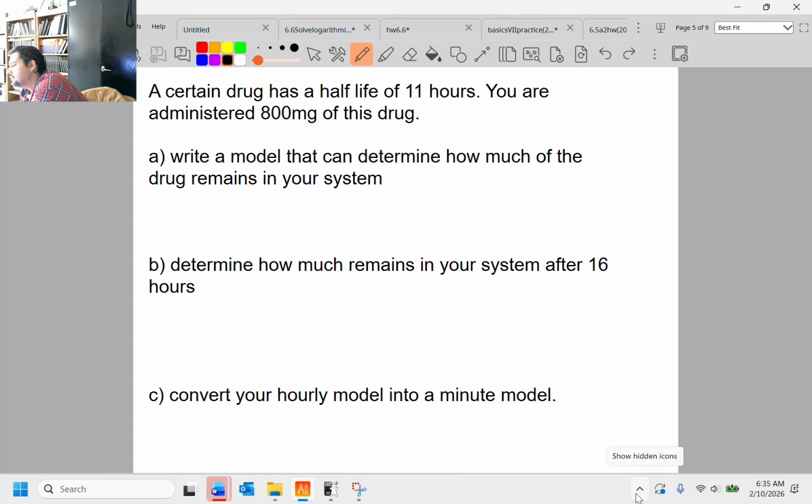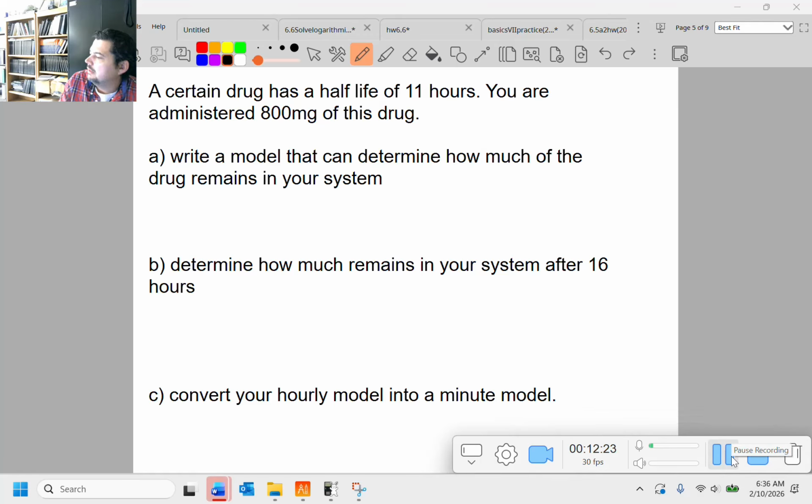All right, what do we got here? Some medicine. A certain drug has a half-life of 11 hours. You are administered 800 milligrams of this drug. I should probably look up some drugs and actually give them to you. Not the fun ones, anxiety drugs and stuff like that. Write the model and determine how much of the drug remains in your system.